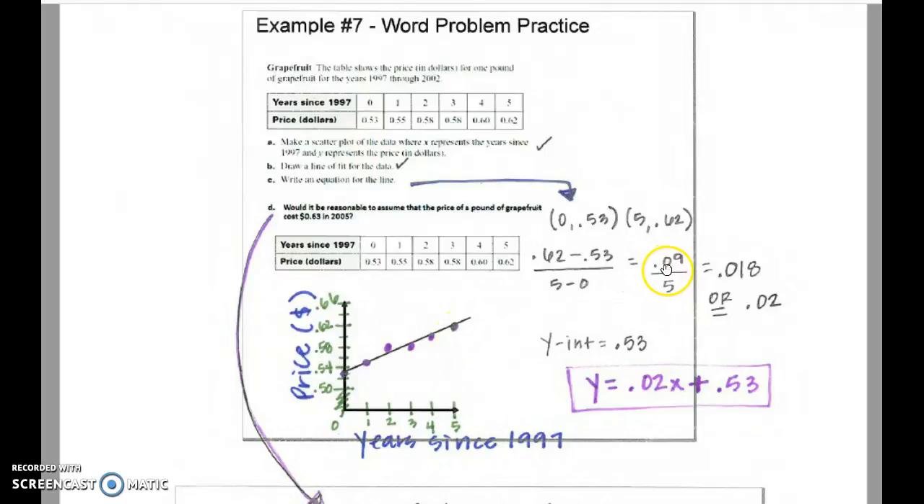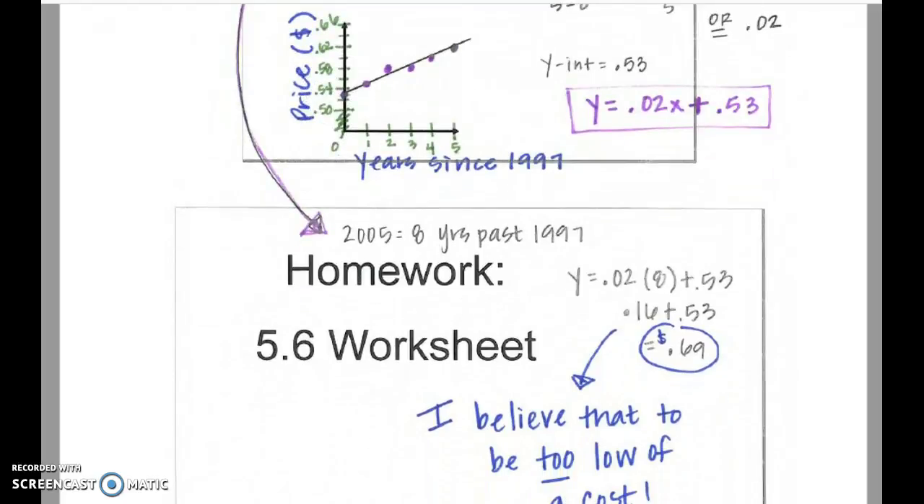Found my slope, and I got 0.09 divided by 5. Ladies and gentlemen, do not use that as a slope. That's got a fraction and a decimal in there together. Not going to happen. Since it's a word problem, you can always convert those over to decimals, which is 0.018 or about 0.02. And I already found my y-intercept at 0.53. So y equals 0.02x plus 0.53. There's the equation for the trend line.